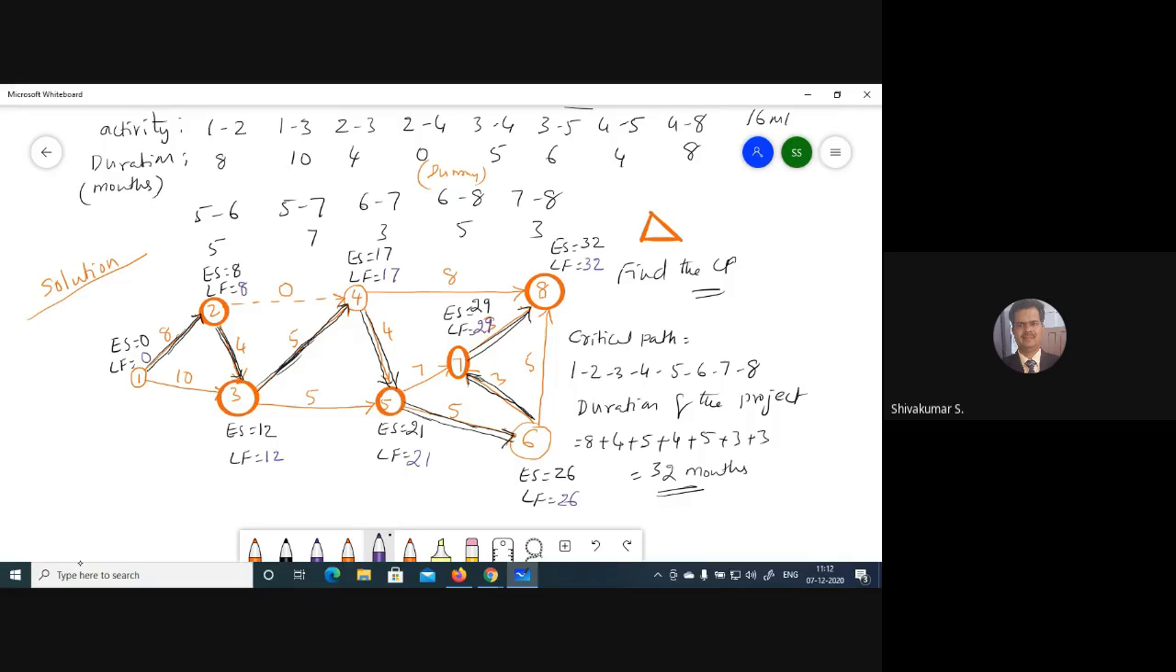So for all the critical paths, it should be the same value. Here 0, 0, 8, 8, 12, 12, 17, 17, 21, 21, 29, 29, 32, 32. For all the critical events, these should be the same values. So even in float, this should come as 0. I think only 1 to 2, 1 to 3, 3 to 5, and 4 to 8 are not there. All are activities only. Network.